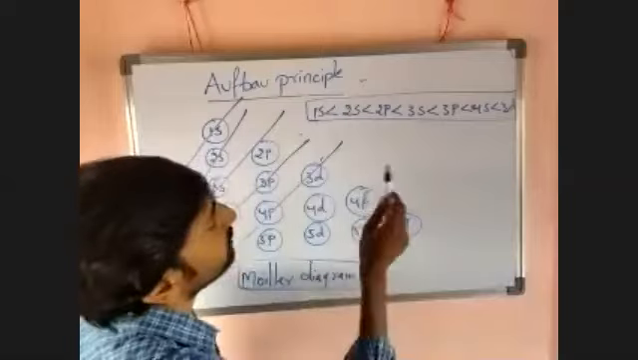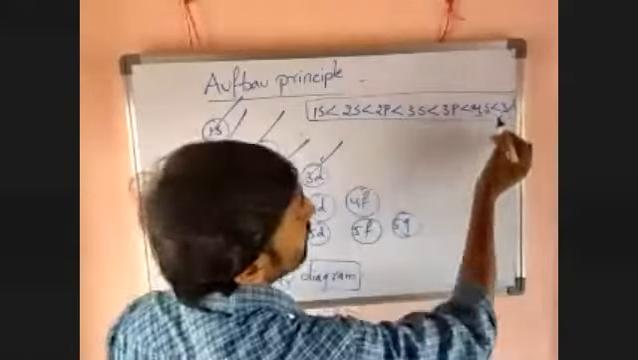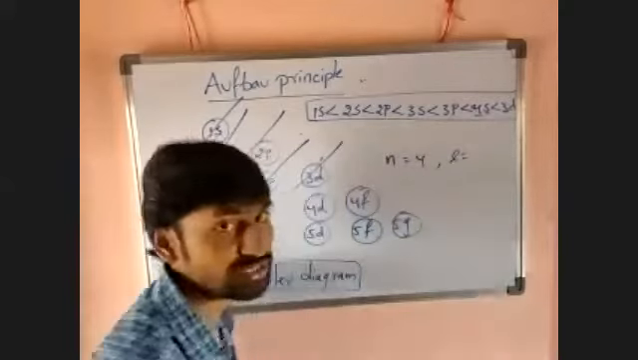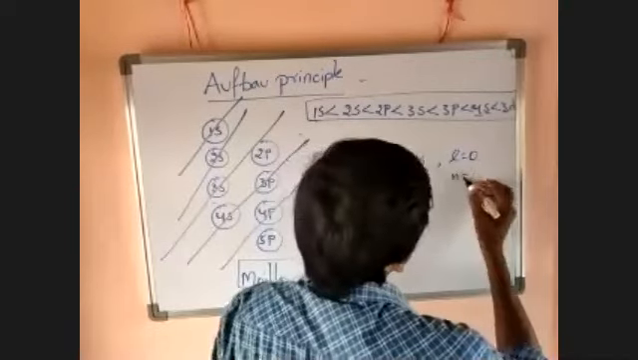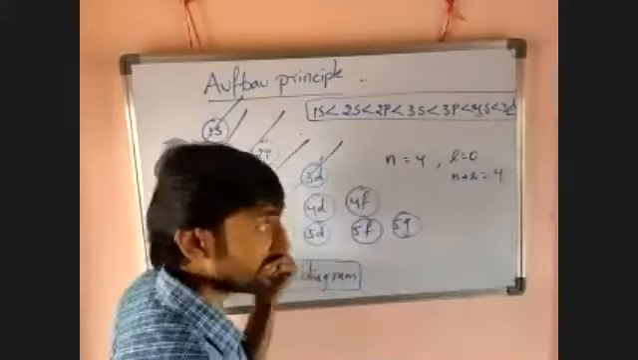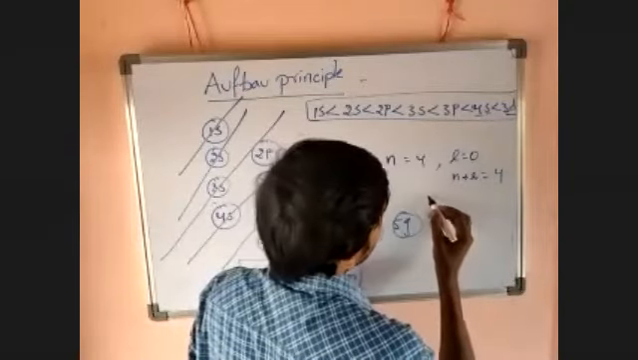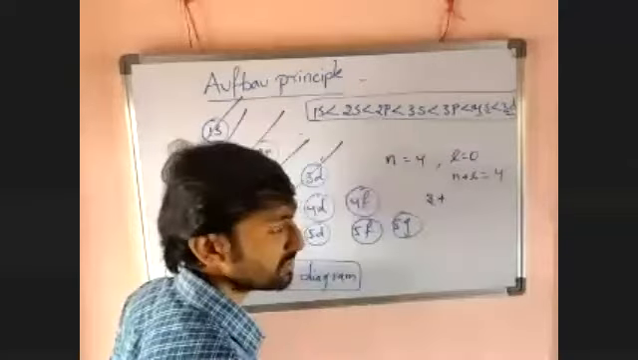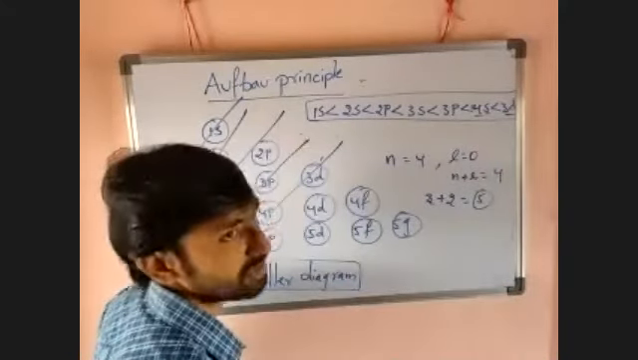Then look here. What is the n value? What is the l value? For 4s, n equal to 4. l equal to how much for an s orbital? It is 0. So n plus l equal to 4. For example, how to take 3d? n value is 3. For a d orbital, the l value is 2. So 3 plus 2 is how much? 5. It is obvious.